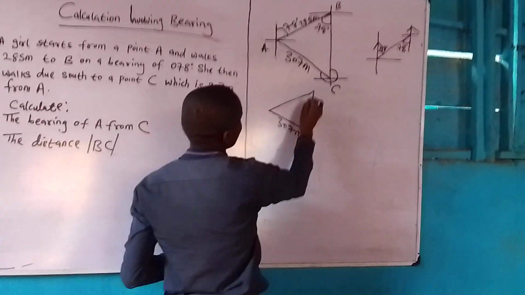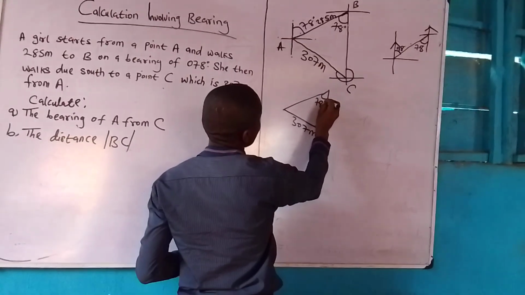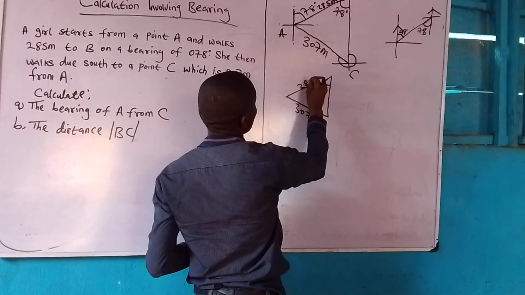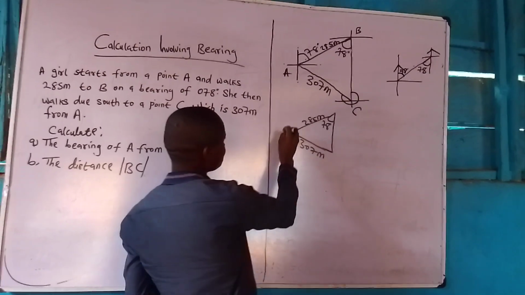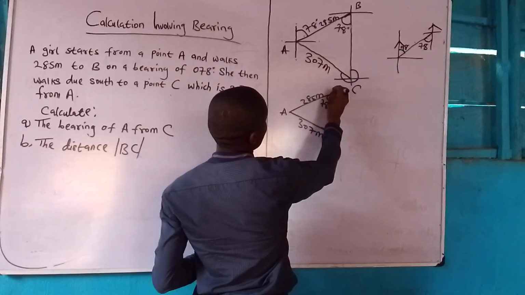307 meters. This place is what? 78 degrees. This place is 285 meters, right? So looking at this, this is our A, this is our B, this is our C.